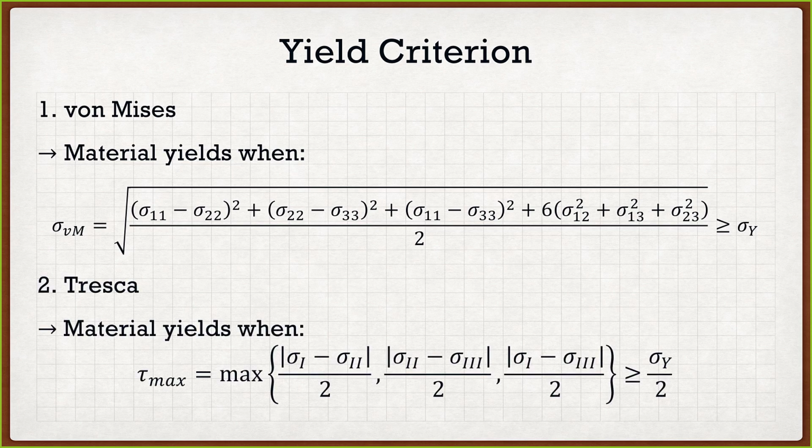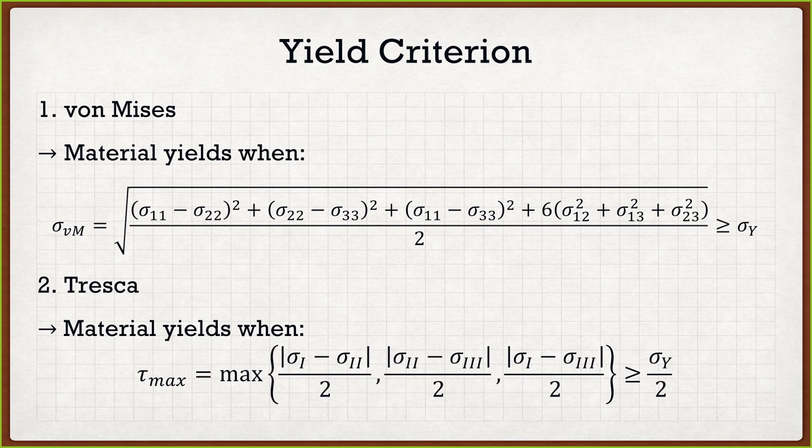Tresca has 2 tricks to it. Once you get the 2 tricks, Tresca is always a piece of cake. All we're doing in the Tresca criterion is comparing the maximum applied shear stress to the allowable shear stress of the material. So we're using this equation, and we're basically finding the maximum of the difference between the principal stresses divided by 2. There are 3 scenarios we investigate. Whichever one's the maximum, that's the one we say is our maximum shear stress.